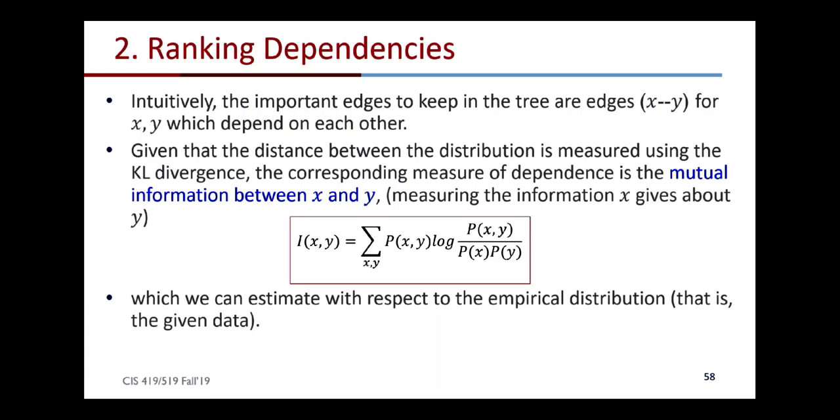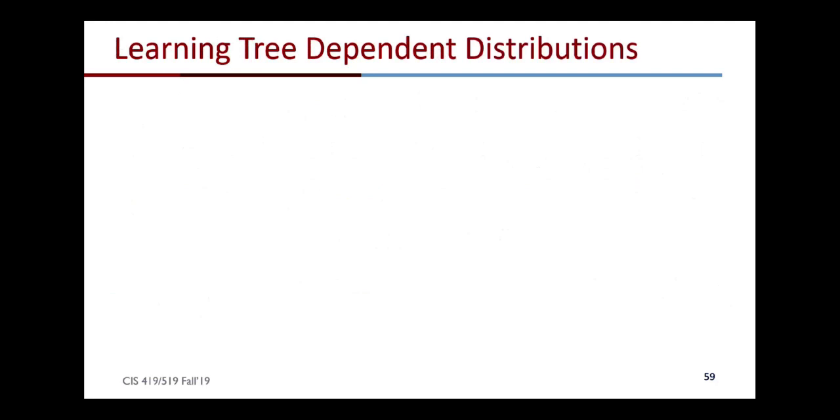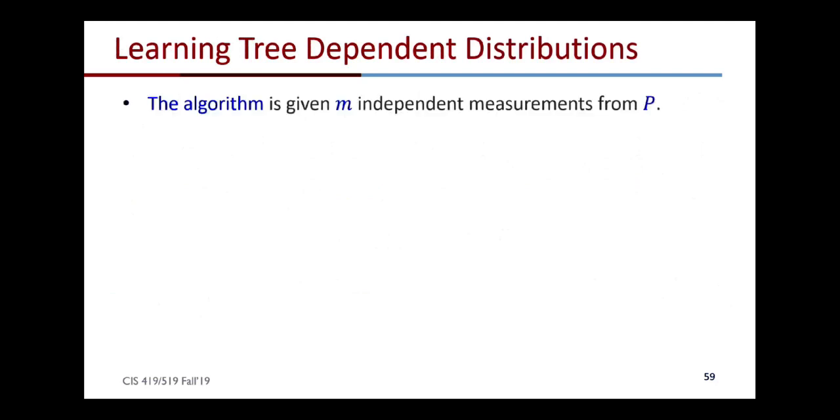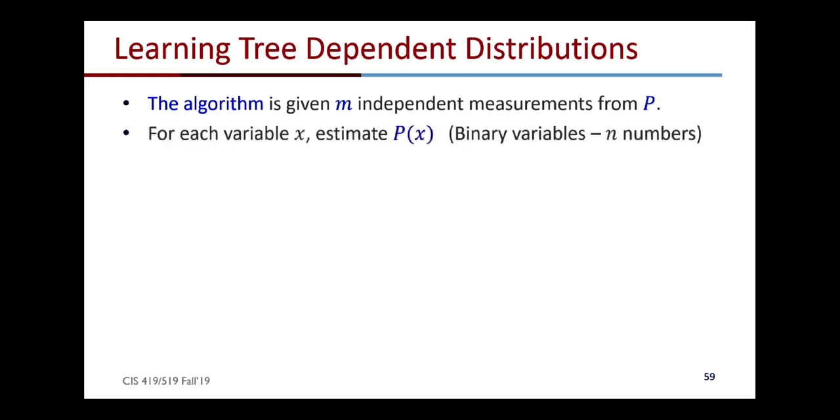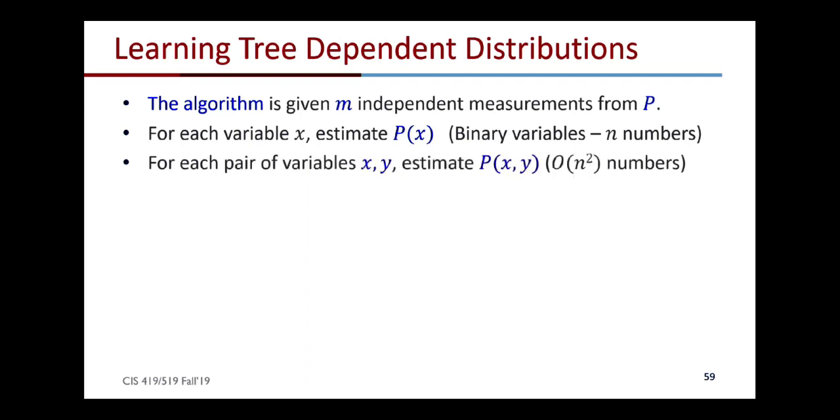Okay, so now that we have these two components, we can start learning. We can start the learning algorithm. So we're given m independent measurements sampled from our target distribution P. First of all, for each variable, we're going to estimate P of X, n numbers. Then we're going to estimate P of X, Y, n square numbers. Already here, by the way, it's important to realize that you should think about scaling this.